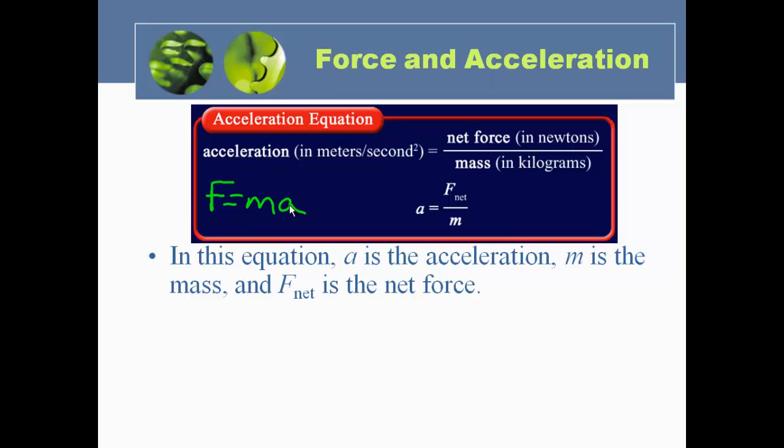Based on being 11th graders, 12th graders, you should be able to rearrange this formula in order to solve for any of these variables. I could give you the mass and force, and you can solve for the acceleration. I can give you acceleration and force. You should be able to solve for mass.